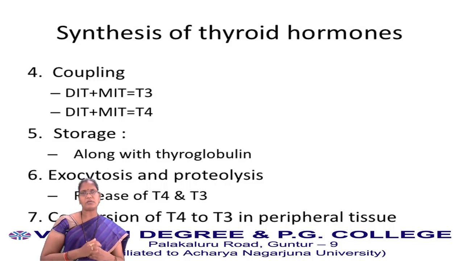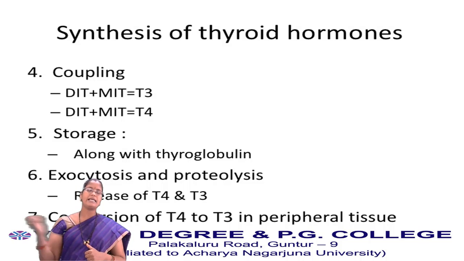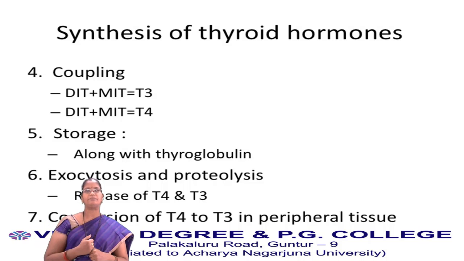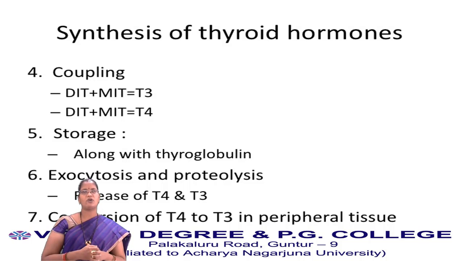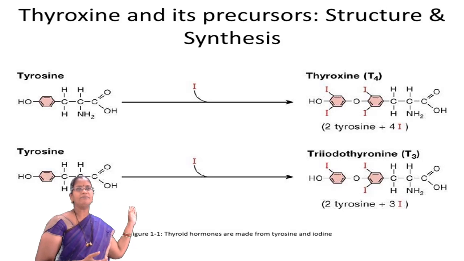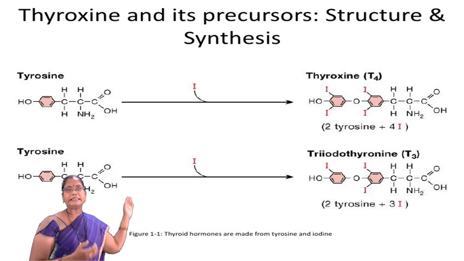Whenever a stimulus comes, they will be released. They are released by exocytosis and by proteolysis. When a stimulus comes, the lysosomes will fuse with the stored thyroglobulin, cause the rupture of the cell, and release the T4 and T3 hormones. So this is a slide showing the formation of T3 and T4.